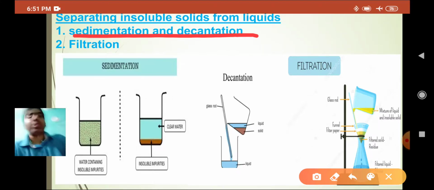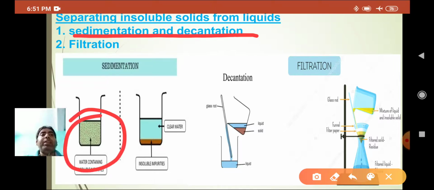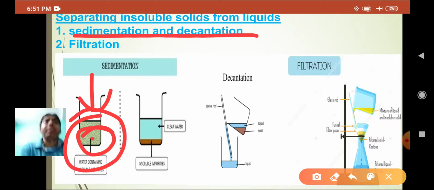What is sedimentation? The process of settling down of heavier insoluble particles at the bottom of the liquid is called sedimentation. And what is sediment? The heavier insoluble particles that settle down at the bottom of a liquid are called sediment. This is sediment, and the process is known as sedimentation.